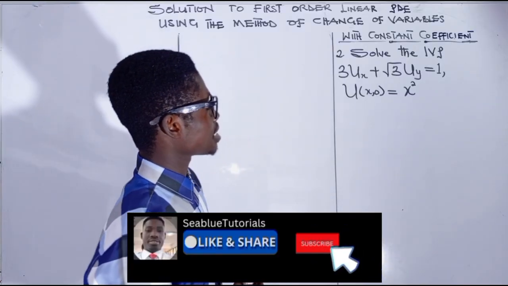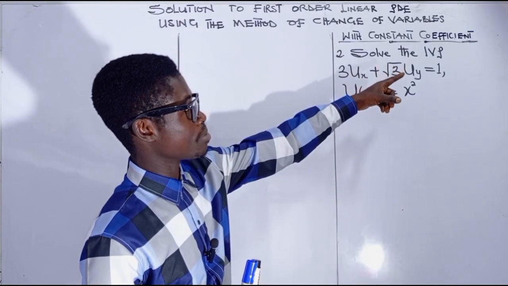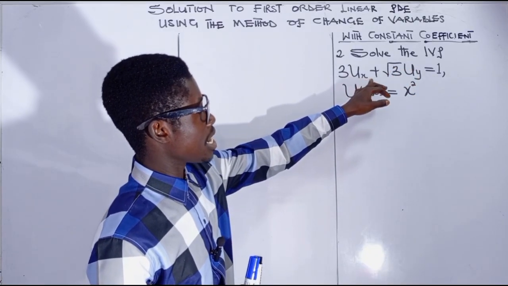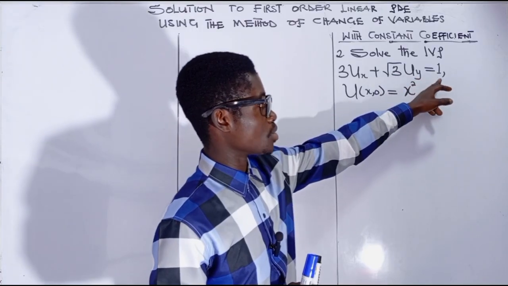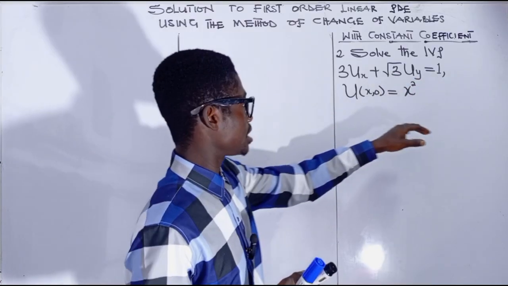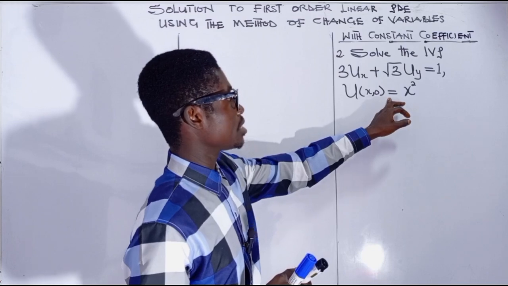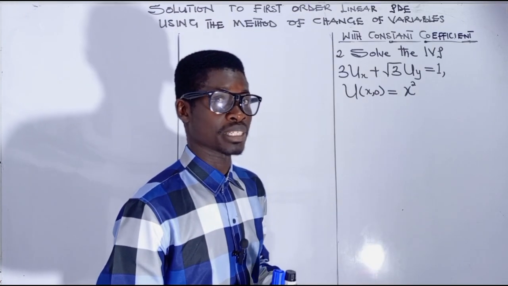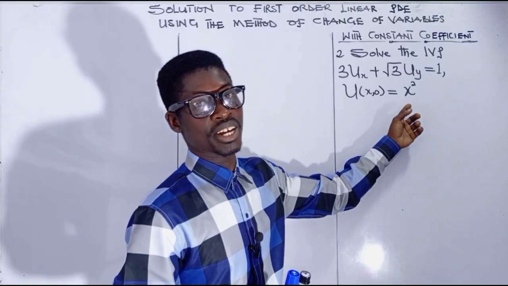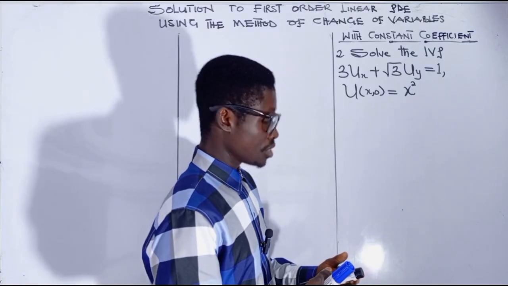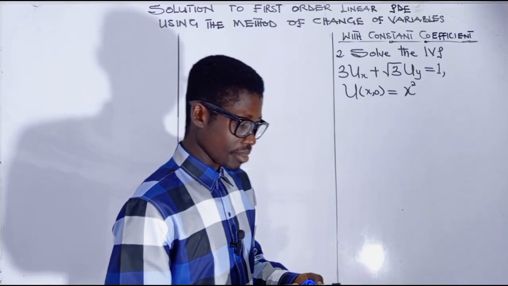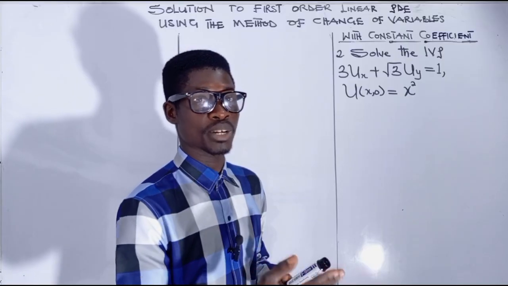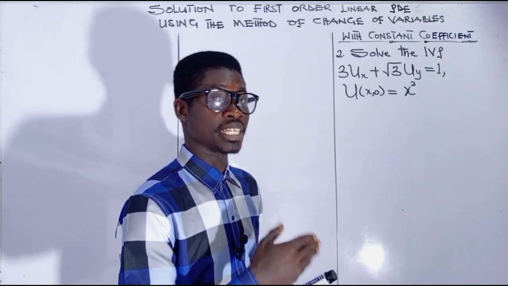With today's question, it says that we should solve the IVP, initial value problem, which is 3u_x plus root 3 u_y is equal to 1, subject to the initial condition u(x,0) is equal to x squared. So we have to find the general solution and then find the particular solution using the auxiliary condition given. In using the change of variable method as we did in our previous lesson, the first step is to identify the coefficient of u_x and then u_y.